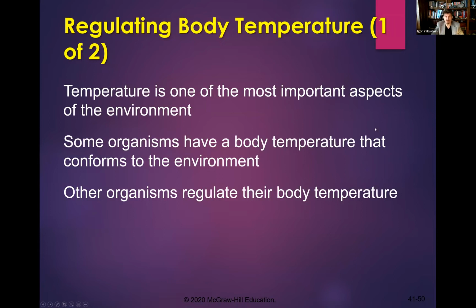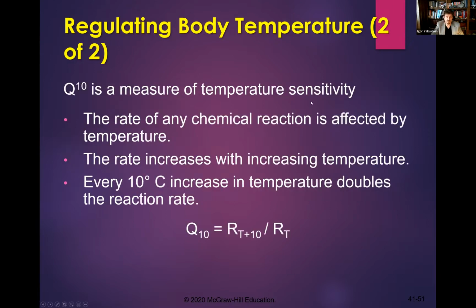Then the regulating of body temperature. We'll talk about that because temperature is extremely important, and there are several steps. Some organisms can regulate it like us, some depend on the environment. As for temperature sensitivity, you don't really have to worry about the formula, but basically for every 10 degrees increase in temperature, the reaction rate doubles. What kind of reactions?